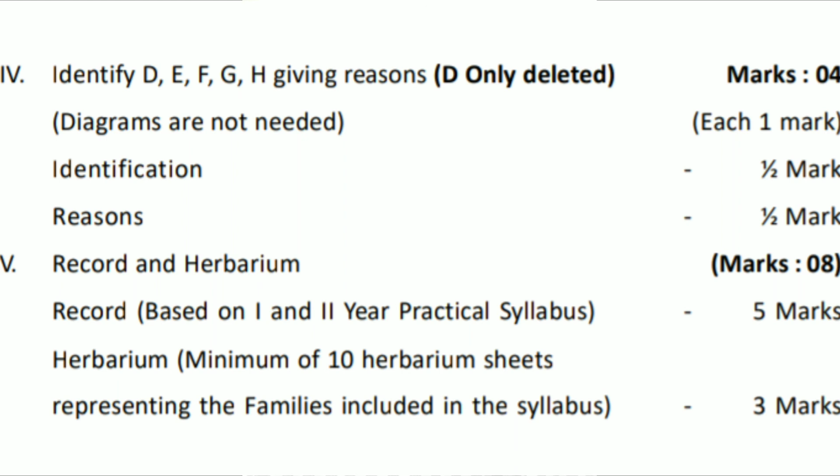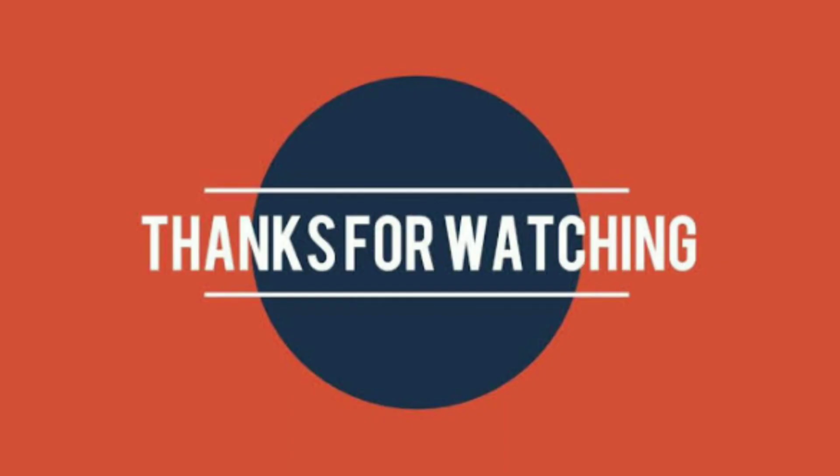Once you calculate the total: the first 3 sections are 18 marks. Next, 4 marks for the fourth section makes 22. Next, 5 marks for the record makes 27. Next, 3 marks for preparation of the herbarium. But this time, for the herbarium, the 5 sheets need not be prepared, because the Fabaceae family is deleted. That's why there is no need to prepare those 5 sheets for the herbarium. Now this is the total paper pattern.